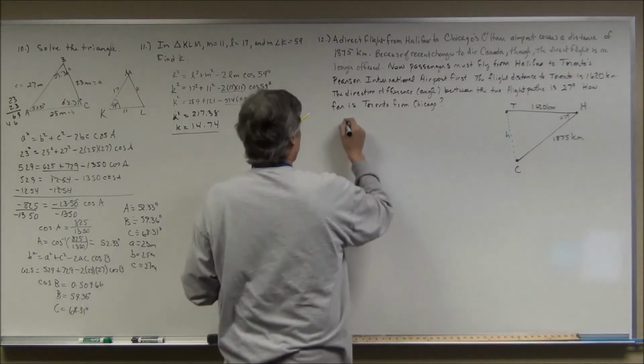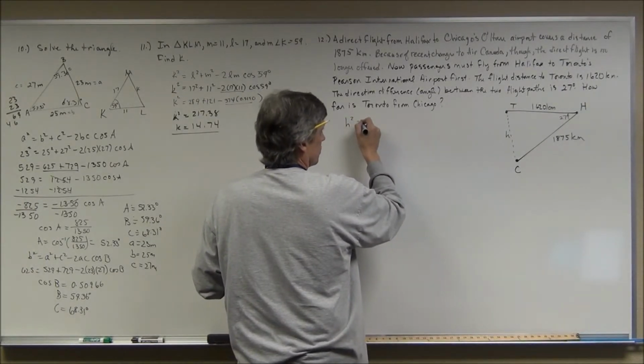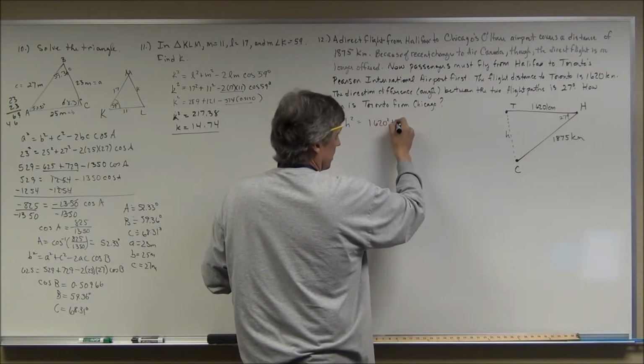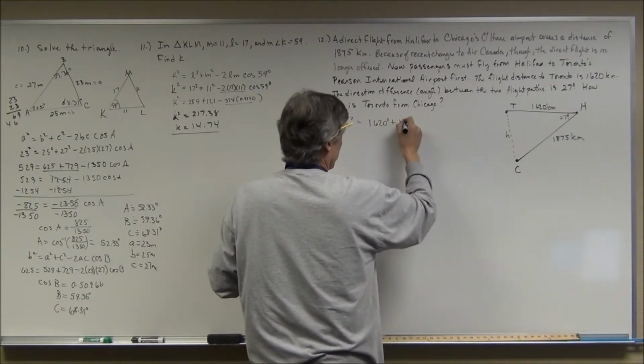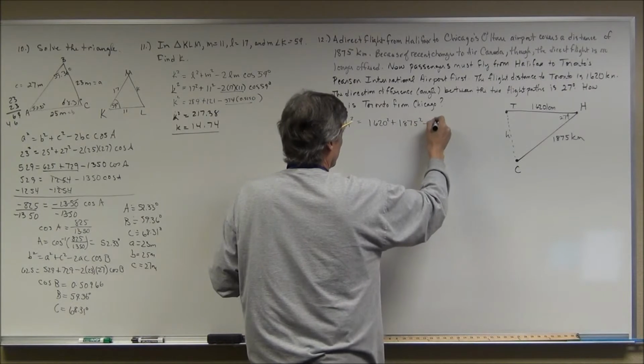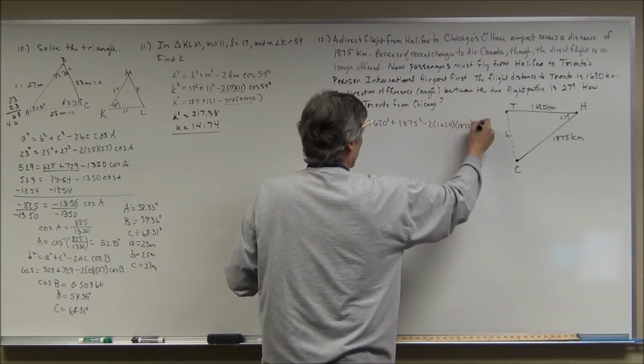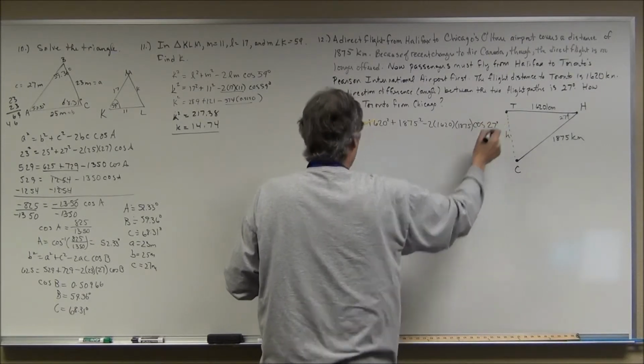So this means that h squared is equal to c squared, that's 1,620 squared, plus lowercase letter t squared, that's 1875 squared, minus 2 times 1620 times 1875, times the cosine of the included angle, which is 27 degrees.